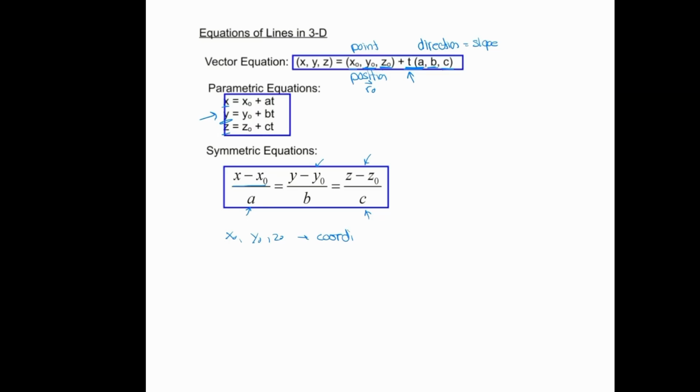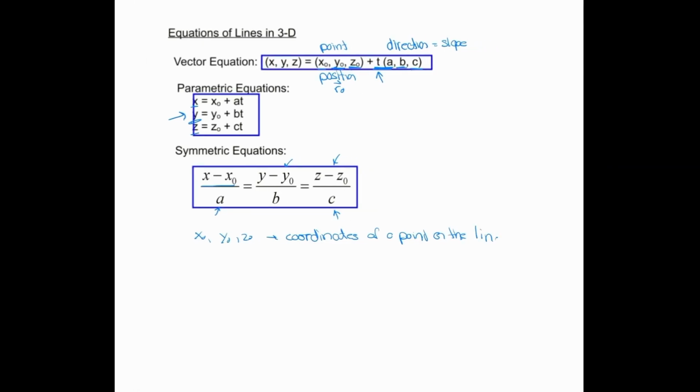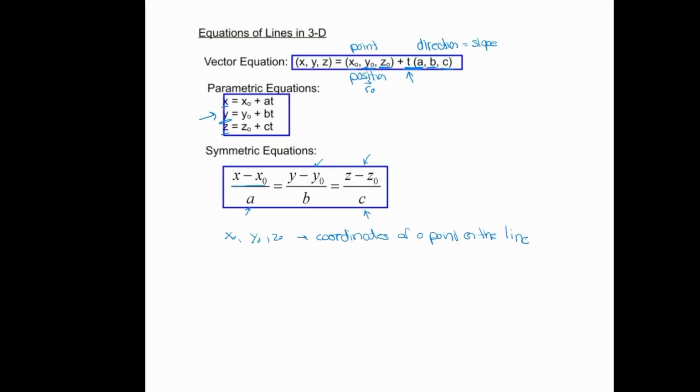I'm going to try and write it so you can read it. Coordinates of a point on the line. And a, b, and c are the direction numbers from the slope. So a, b, and c are just the values of the direction vector.